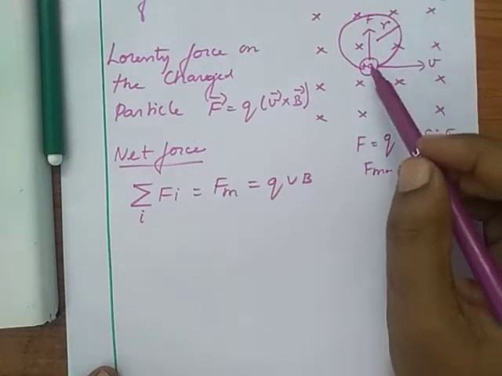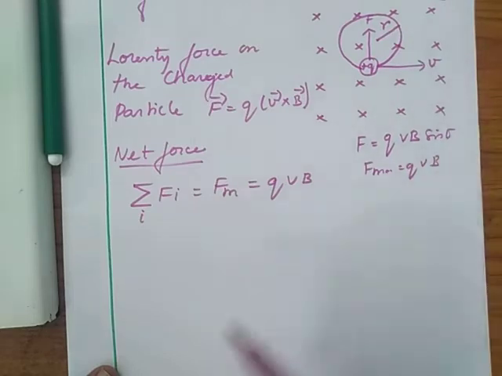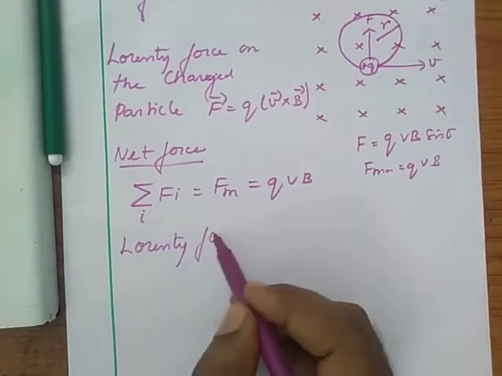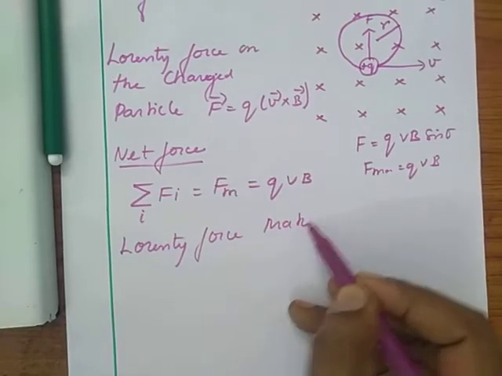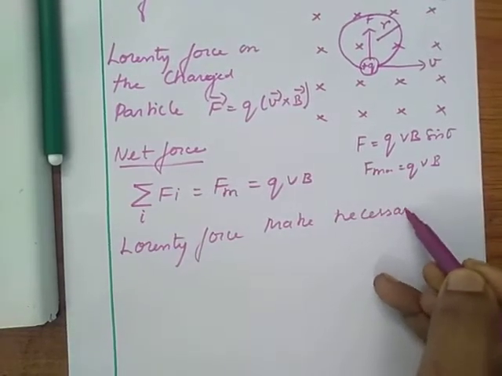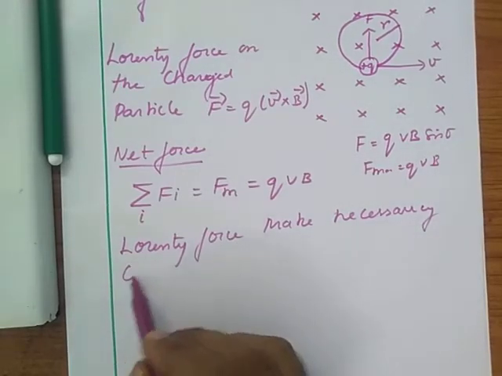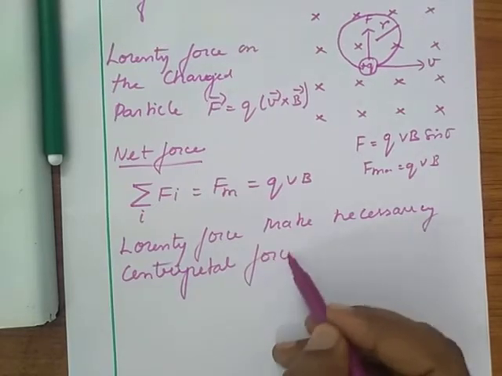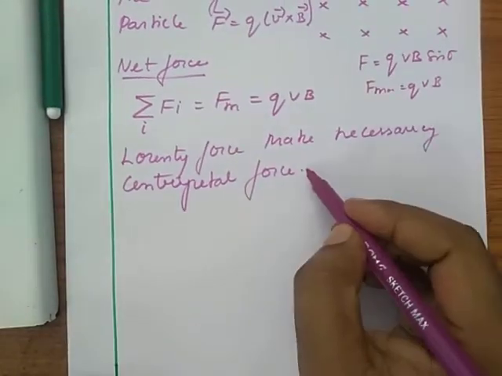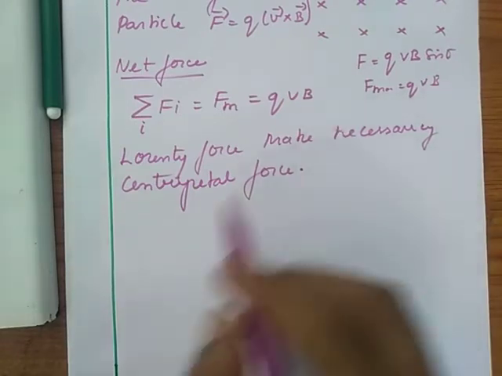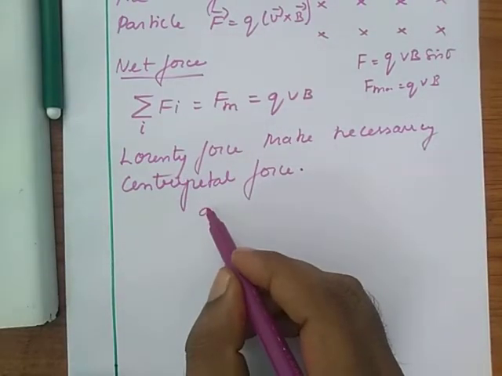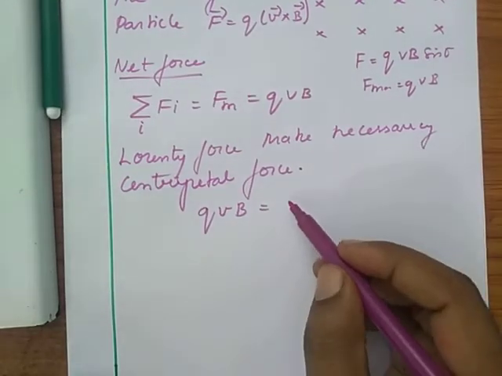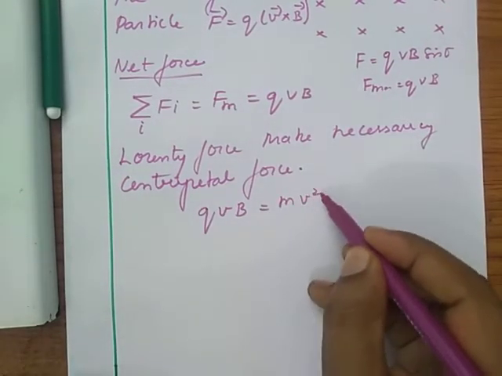Due to this Lorentz force, it makes the necessary centripetal force. Due to that force, it moves in a circular path. Listen, this Lorentz force makes the necessary centripetal force, so it attains a circular path. Then the Lorentz force can be written as qvB. This makes the centripetal force.